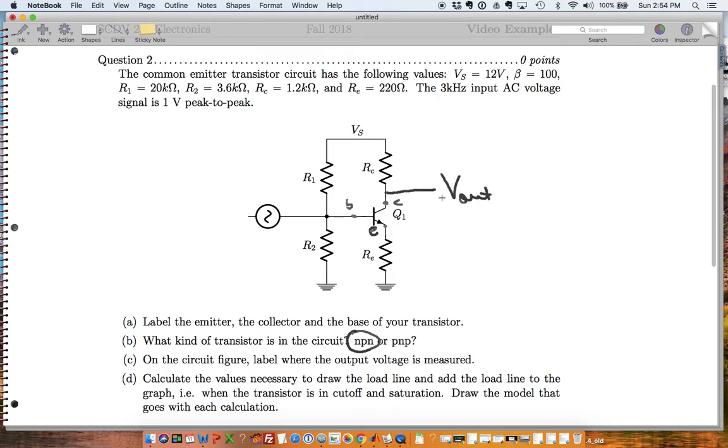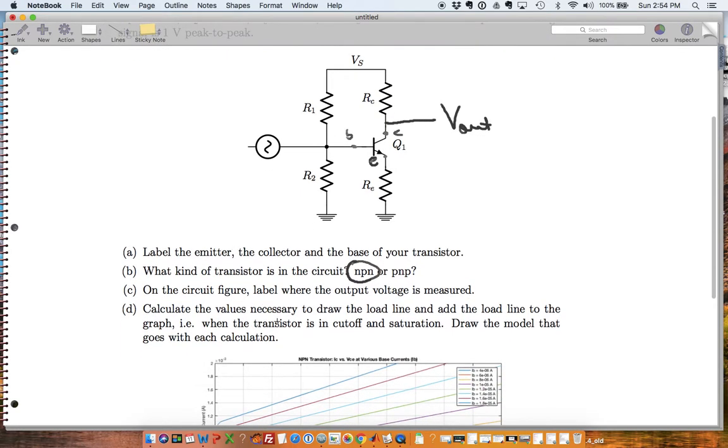This is an amplifier circuit. My last circuit was a follower circuit. This is an amplifier, so I should be able to get output signals that are bigger than my input signal, and I'm comparing that to my AC input and output signal. On the circuit figure, label where the output is, so we got that.